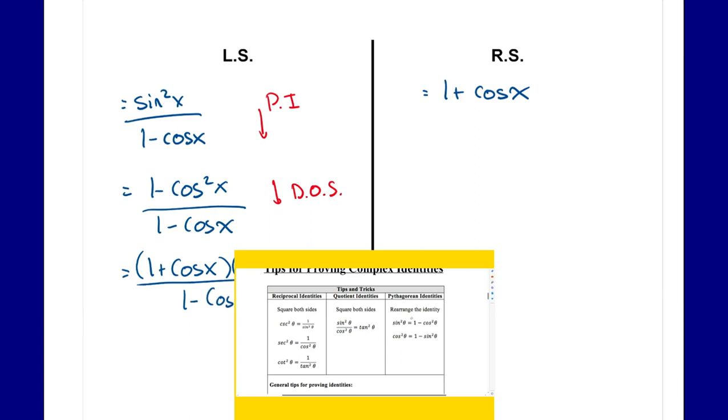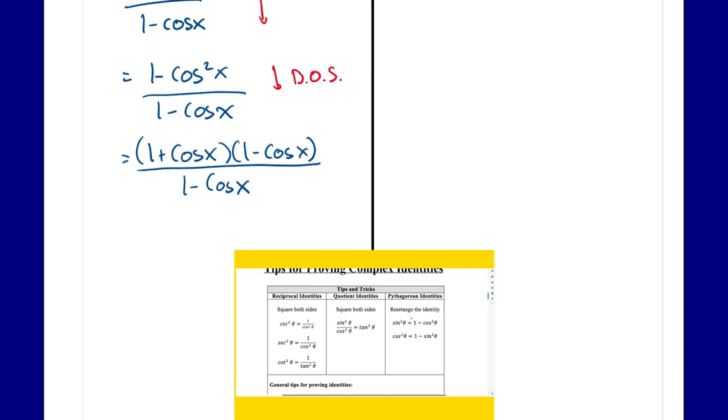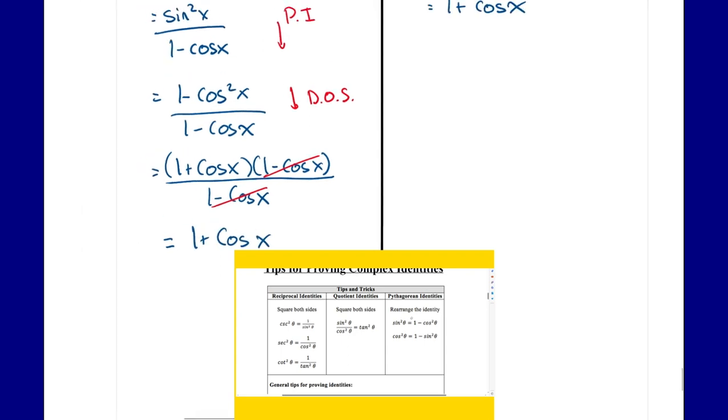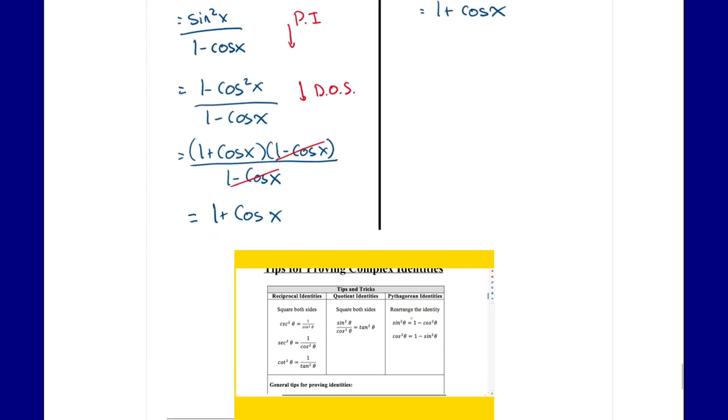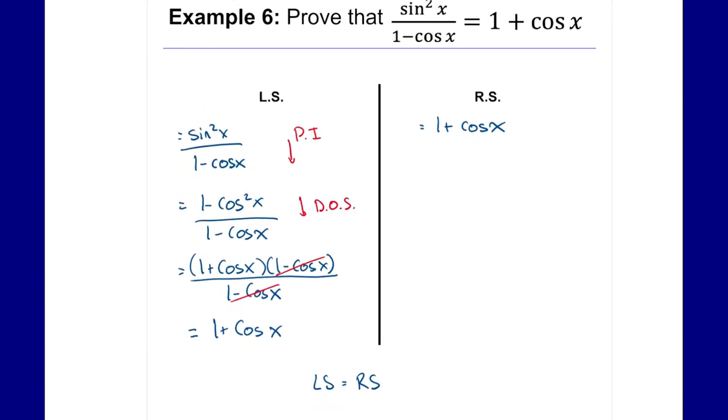And now that it's multiplying, I can actually cancel out this entire term with this entire term. What that leaves me with is 1 plus cos x. And if I look at the right side, that is what I had as well. So I can remove these identities, I don't need them anymore. And I have left side equals right side. So again, I've proven that sine squared x divided by 1 minus cos x is equal to 1 plus cos x.